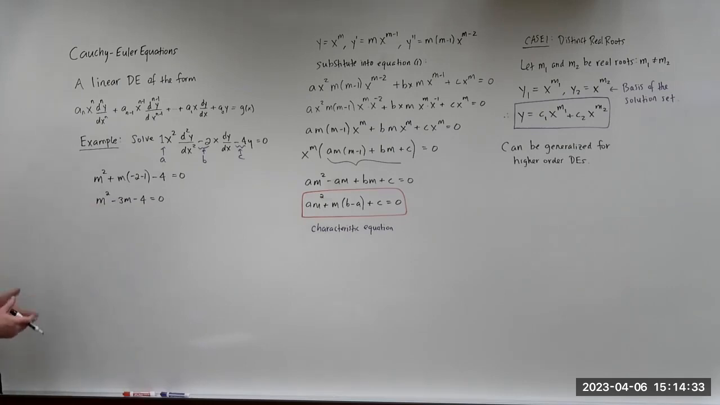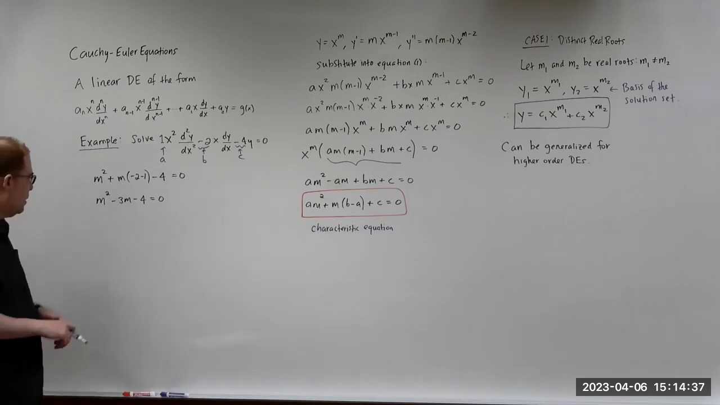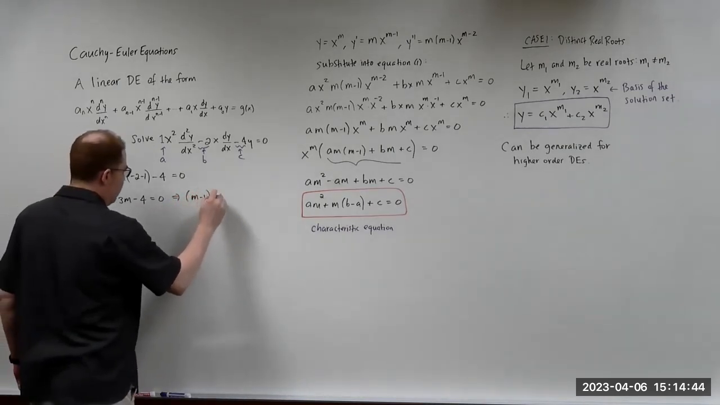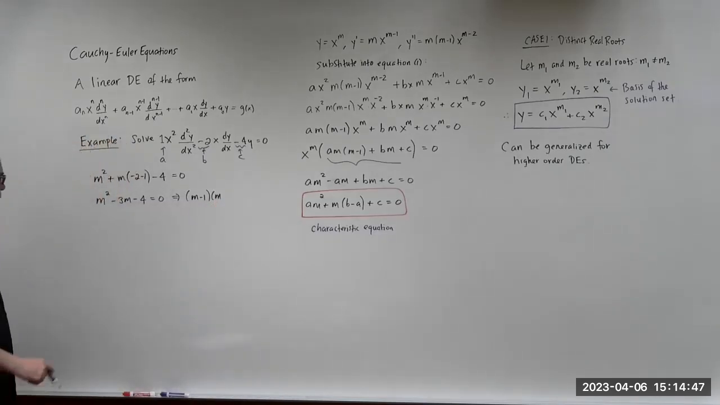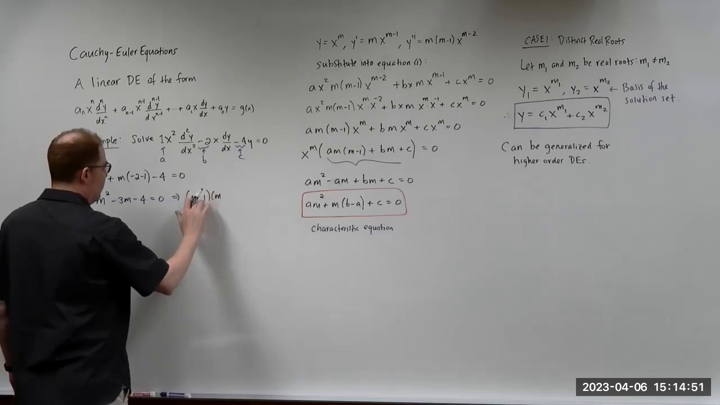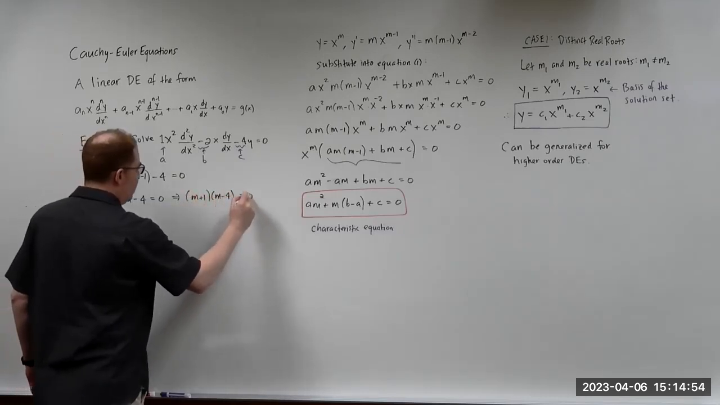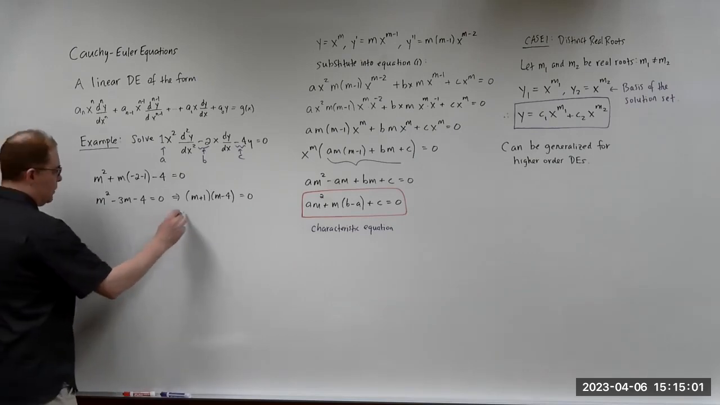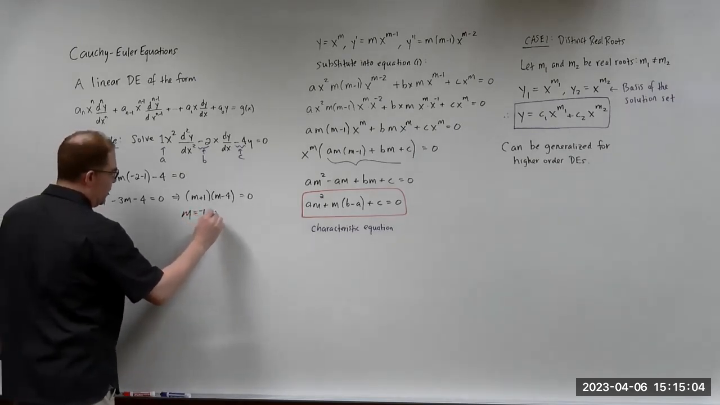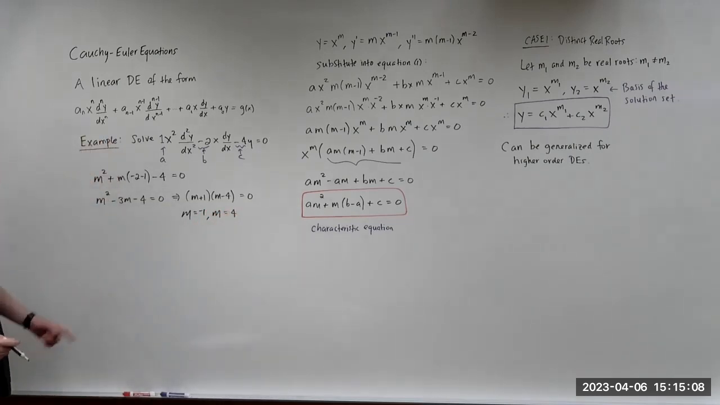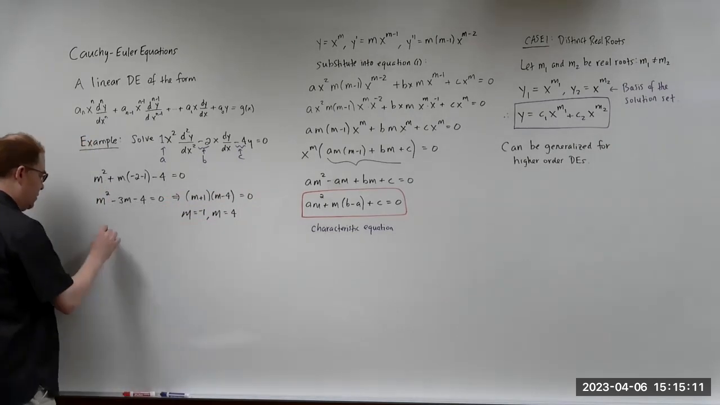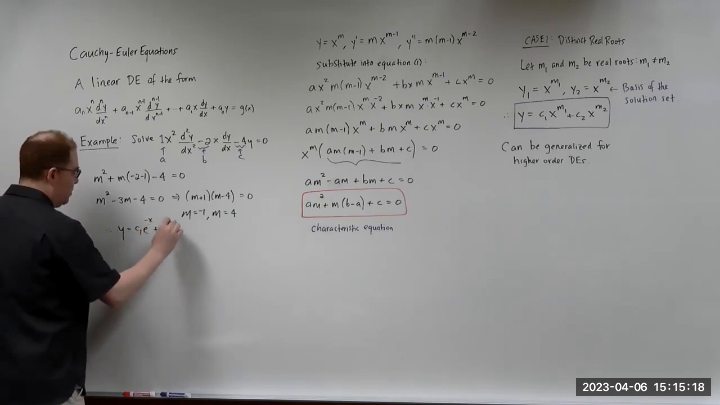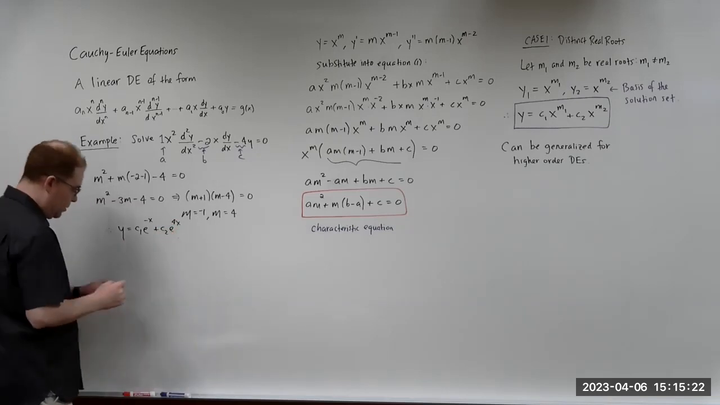So now we can use either the quadratic formula or we can factor here. I'll go ahead and factor in this case. So this is just m plus one times m minus four, since we have minus three there. So this combination will work. Therefore our solutions are m equals negative one and m equals four. Then we just substitute those in to get our general solution. So y is equal to c1 e to the minus x plus c2 e to the 4x. So there's our solution.